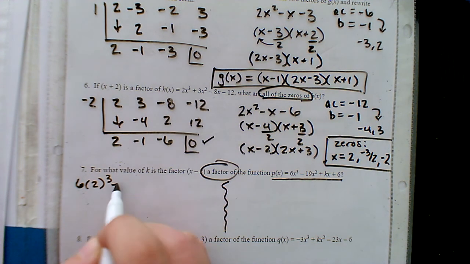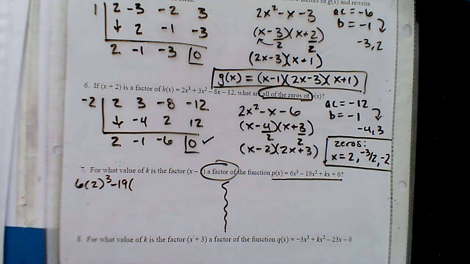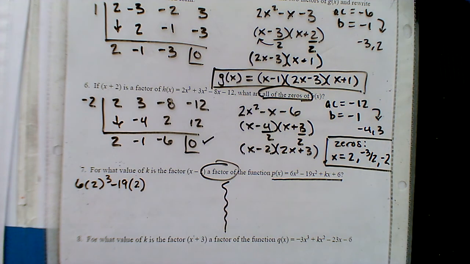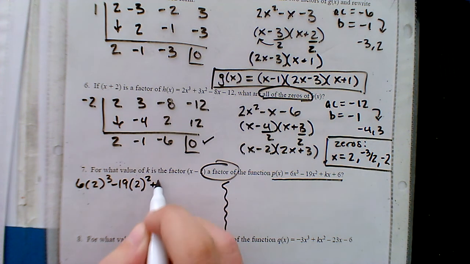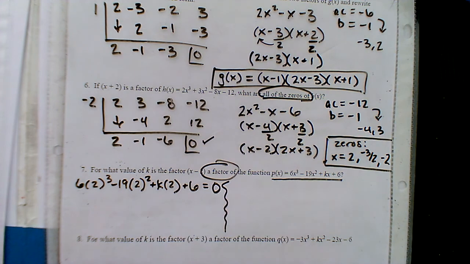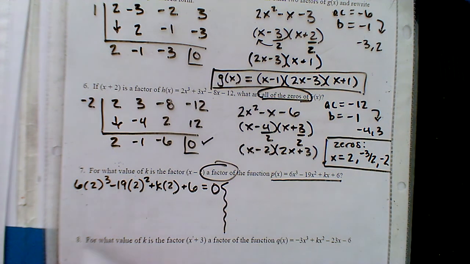Okay, so we could use that remainder theorem from yesterday that told us the function value is the same as the remainder. So if you were to plug in 2 for all of these x's, you should get an answer of 0 in this case because you want it to be a factor, aka going in evenly, nothing left over, remainder of 0. So let's solve for k.